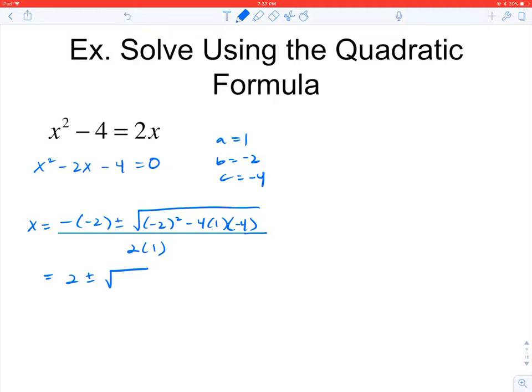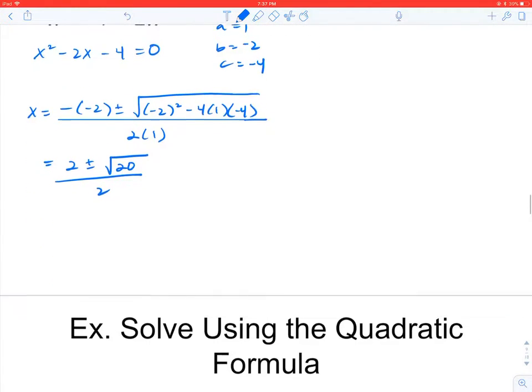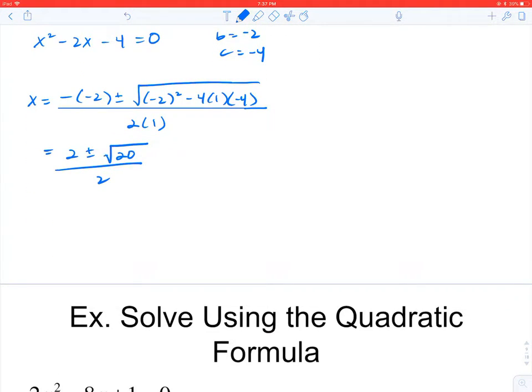So 2 plus or minus the square root of 20 over 2. And we know that 20's largest perfect square factor is 4. So we can rewrite the square root of 20 as 2 root 5. And to finish simplifying here, I had to simplify the radical.